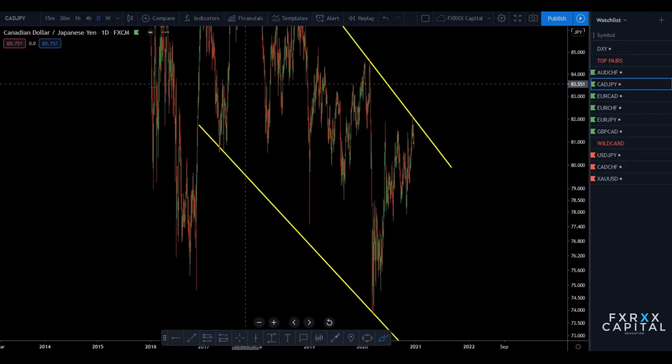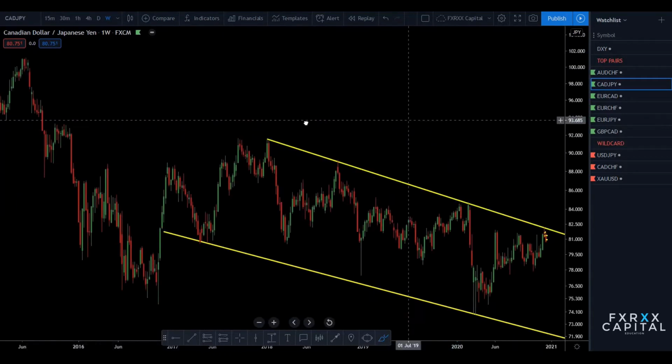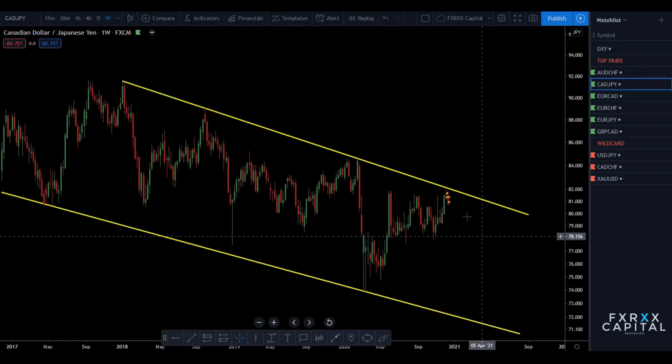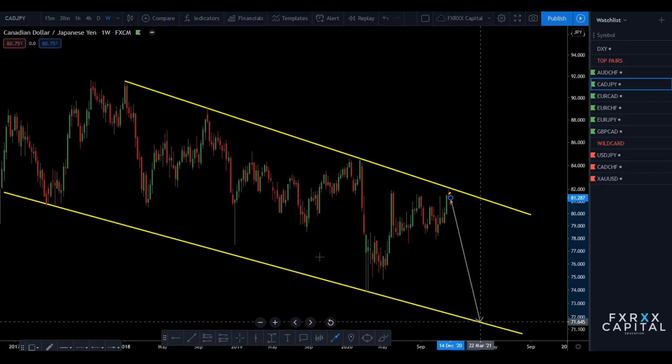Our second pair will be Canadian dollar Japanese yen. In the high time frame, you can see a big ascending channel. We have forecast this pair multiple times over the past few weeks. So this is one touch, second touch, third touch. We are now at the fourth touch of the descending channel, continuing with this big correction, moving to the downside.